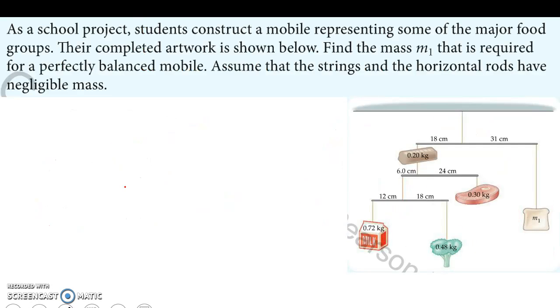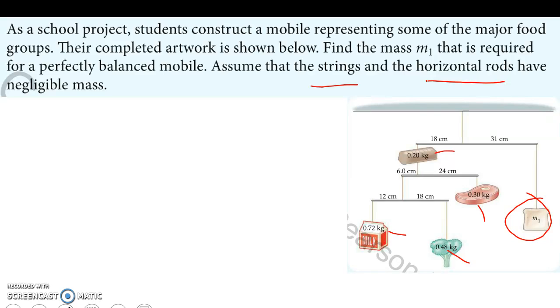So here's a mobile that's being produced, and this is just food group 1. And you can see the mobile. We know the masses of a lot of objects here. What we don't know is the mass of this object, and so we want to find that mass to make it perfectly balanced. We're going to assume that the strings and the rods that we're using have no mass. Otherwise, we have to include that mass when we do things. So with that, we want to solve.